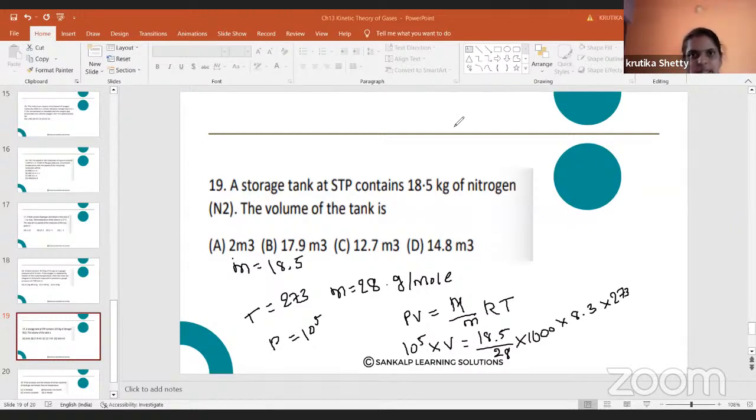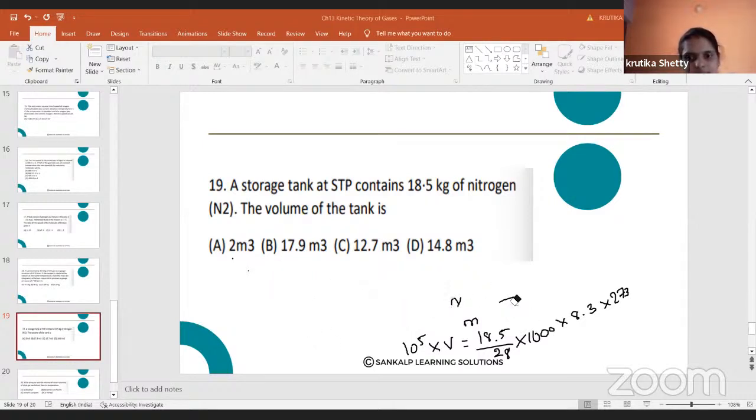Yes, 17. I'll check it out once again whether we are getting 1 into root 2 or root 2 into 1. Okay, so I'll check it out. So last question 17 we will discuss, whether it is A or B, right?